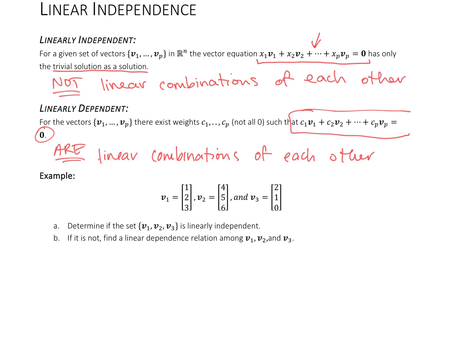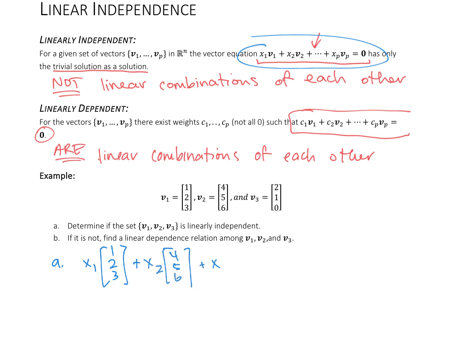So the first thing we're going to do, to determine if this set is linearly independent or dependent, is we're going to assume that it's linearly independent, and we're going to set up that equation. So I'm going to set up x1 times my v1 vector, 1, 2, 3, plus x2 times my 4, 5, 6 plus x3 times our 2, 1, 0 vector, and we're going to assume that it's equal to the 0 vector and see what happens.